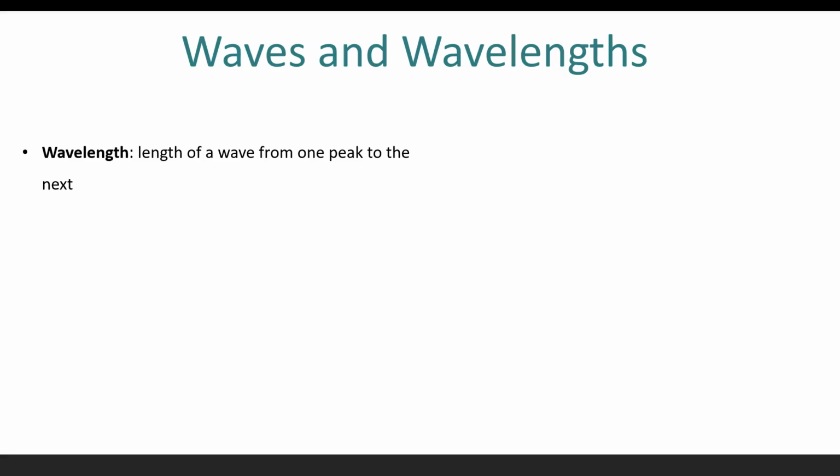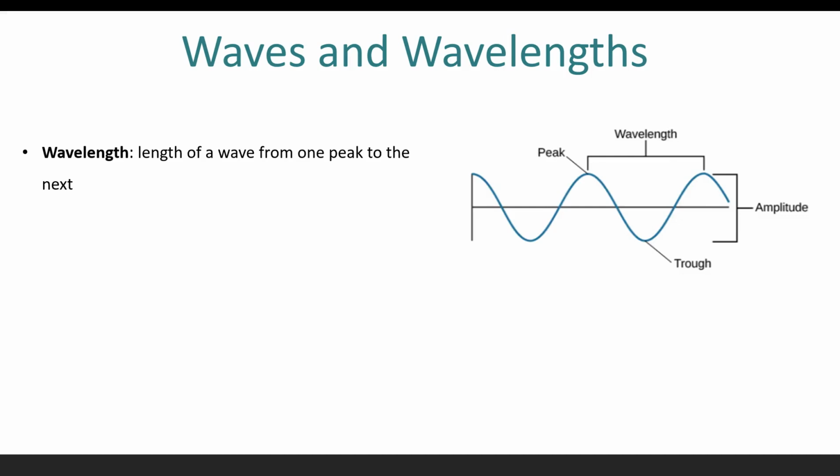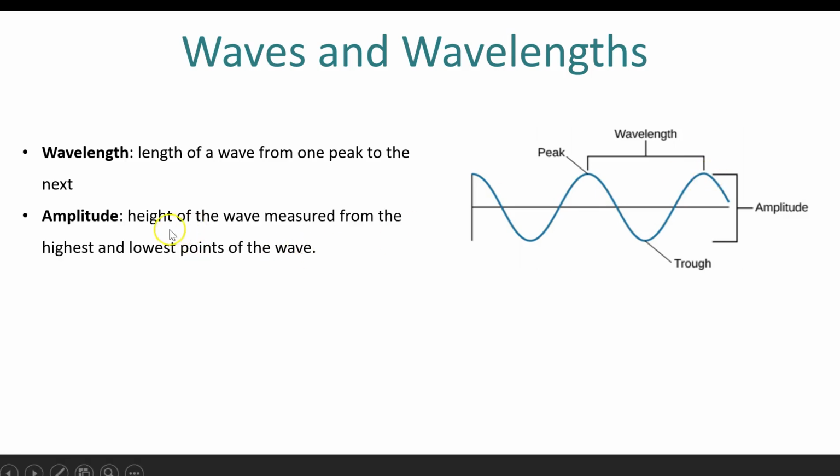So in terms of wavelengths, both visual and auditory sensations occur in the form of waves. A wavelength is the length of a wave from one peak to the next, as you see in this example. The amplitude is the height of the wave measured from the highest and lowest points of the wave, so from the peak to the trough here. This is the measure of amplitude.